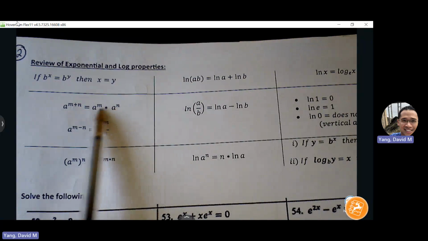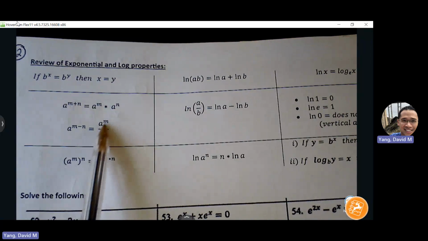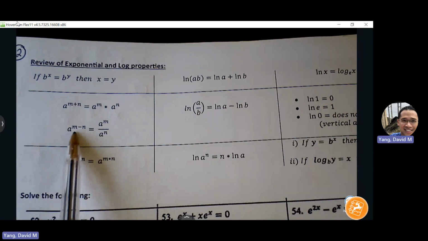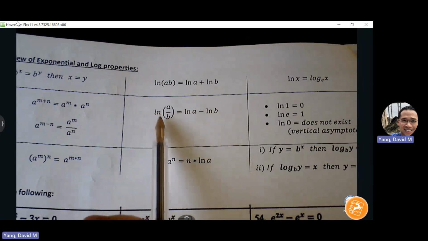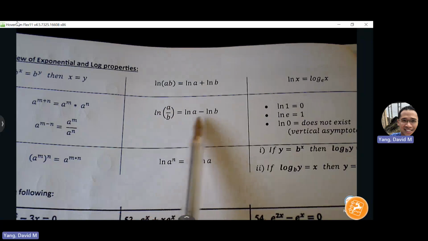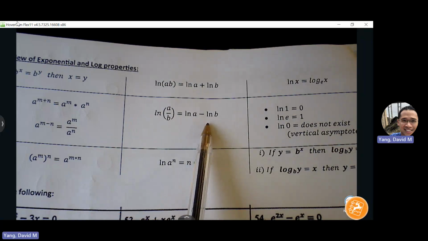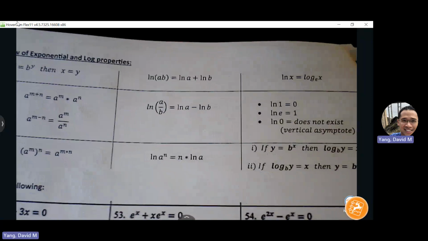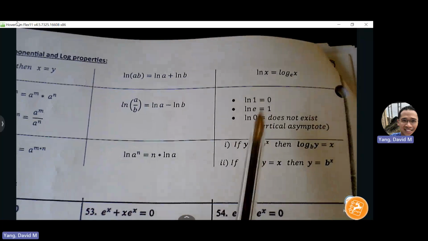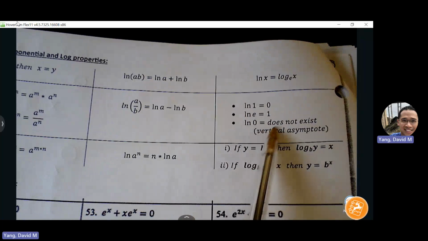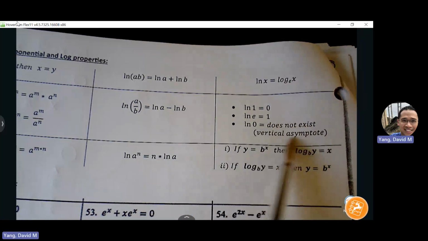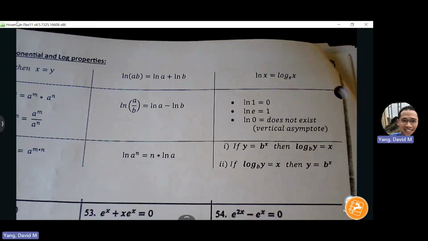Multiplying bases is the same thing as adding the exponents. Dividing bases is the same thing as subtracting the exponents. Quotient property: if I have natural log of a divided by b, I can expand it to natural log of a minus natural log of b. Special values: natural log of 1 is 0, natural log of e is 1, and natural log of 0 does not exist, so there's a vertical asymptote at that point.